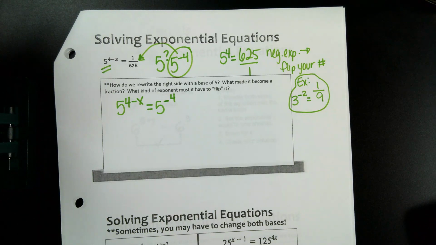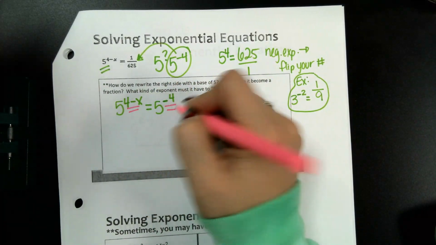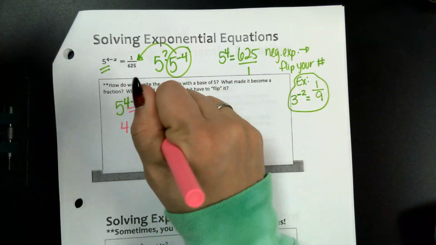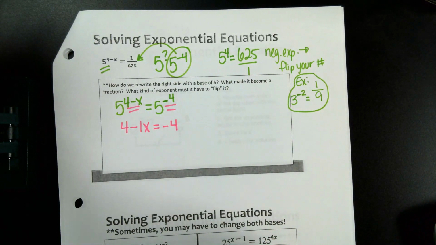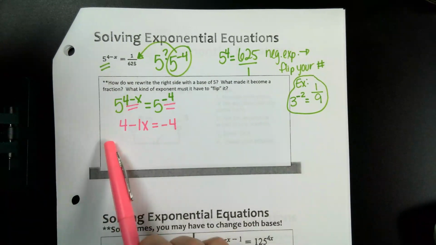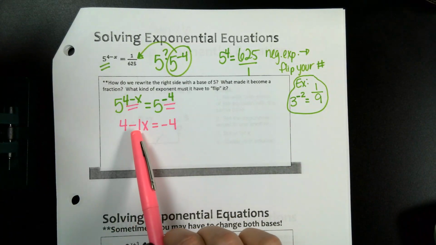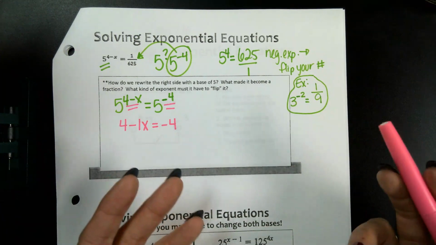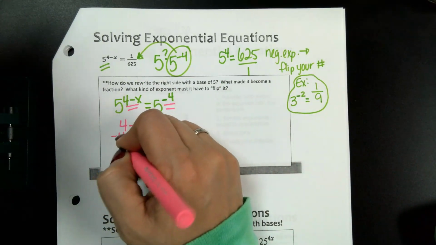Okay, so now since the bases match, we're going to ignore the base. And we're just going to set this exponent equal to this exponent. So I'd have 4 minus 1x equals negative 4. That will end up being a two-step equation because we will have to move the constant and then we will have to do division. If this had been a positive 1x, would I have to divide by positive 1? No. But since it's negative 1, I will have to do the division step.